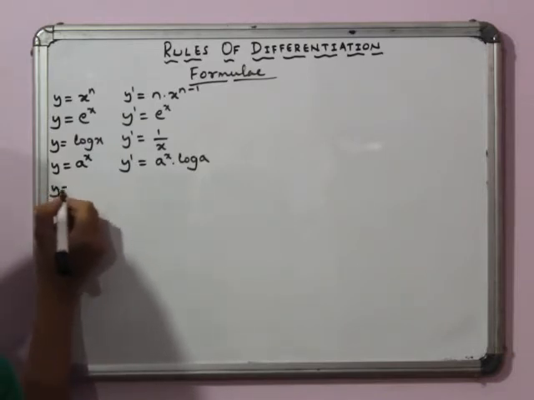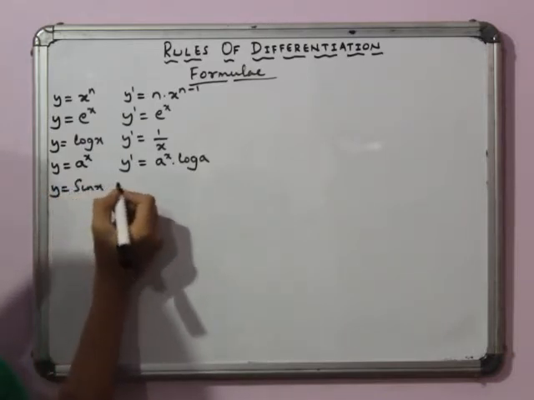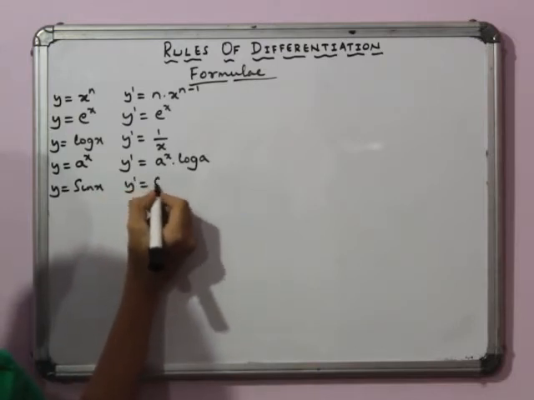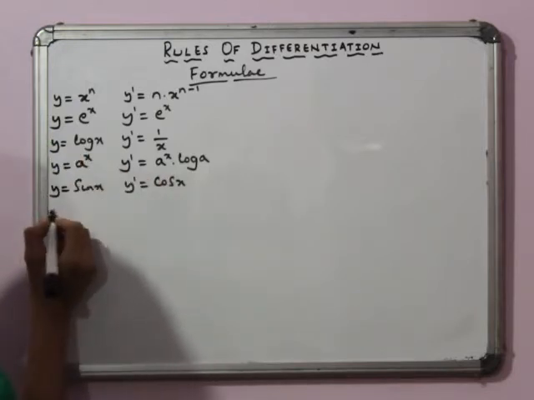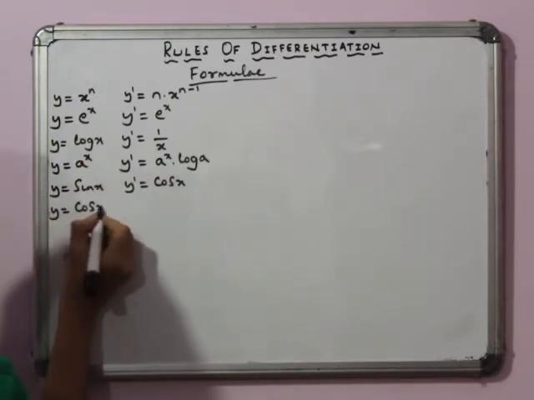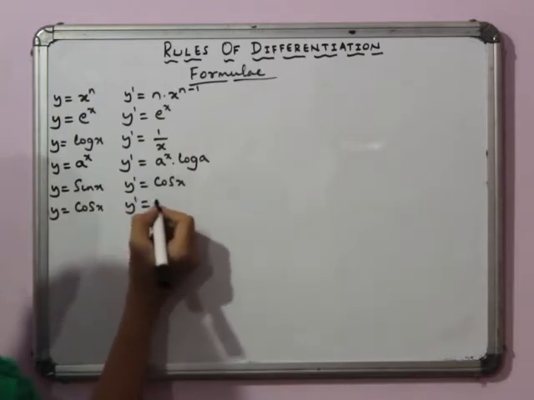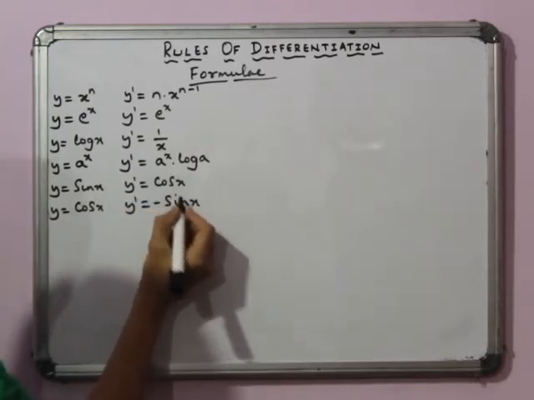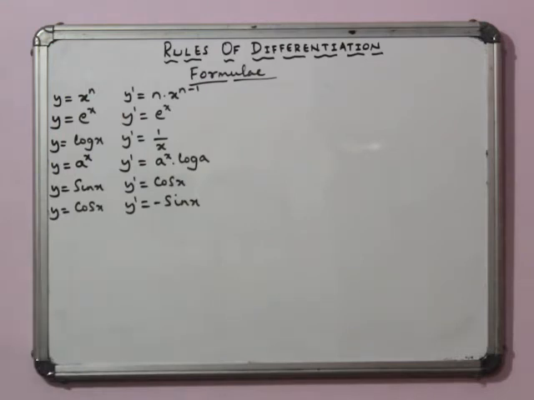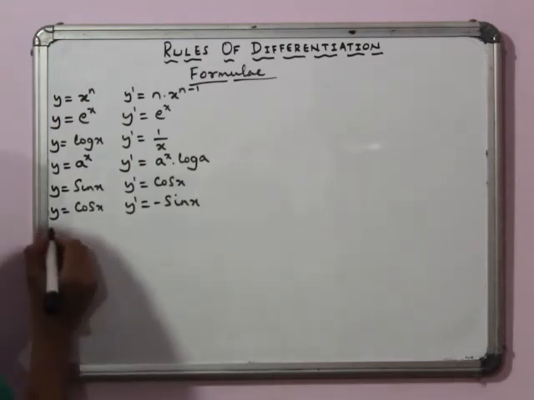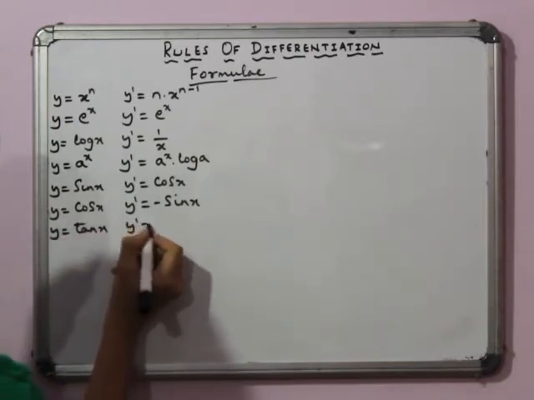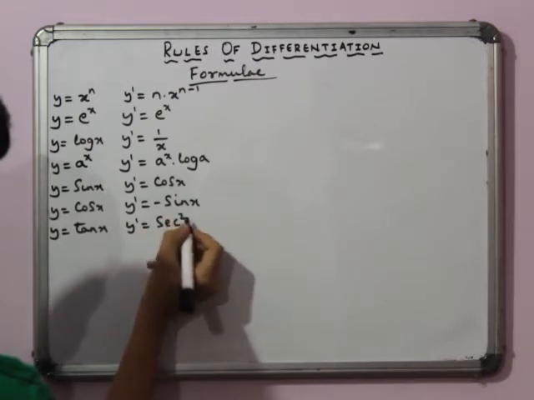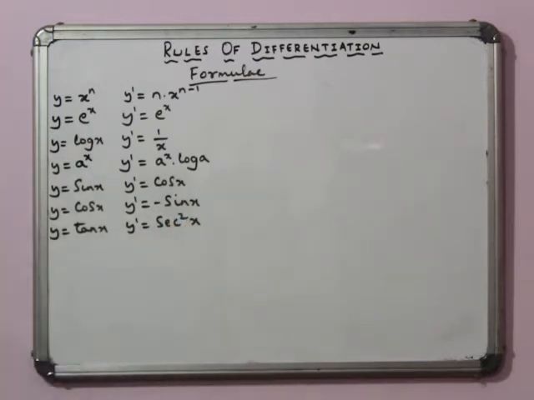Next, y is equal to sin x, y dash is equal to cos x. This is the given function, this is the derivative. Next, y is equal to cos x, y dash is equal to minus sin x. Differentiation of cos x is minus sin x. Then y is equal to tan x, y dash is equal to secant square x. Differentiation of tan x is secant square x.